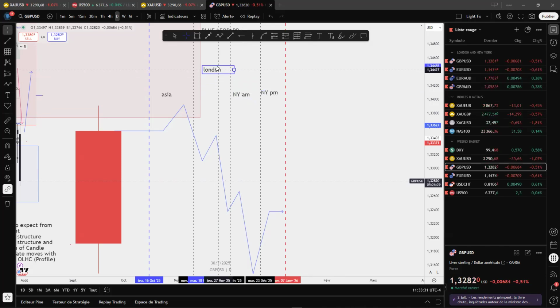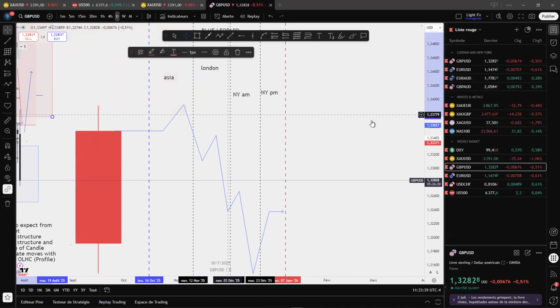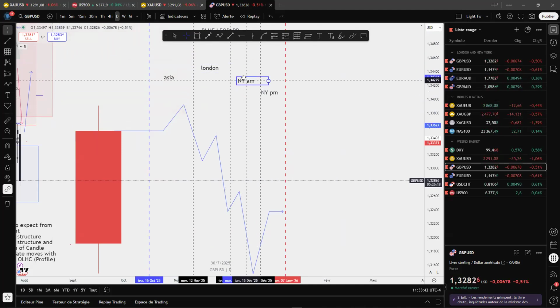So if price is inside this zone, we can call it London. If it's inside this zone, we can call it New York AM, and this one is New York PM. Good. Now imagine price opens.